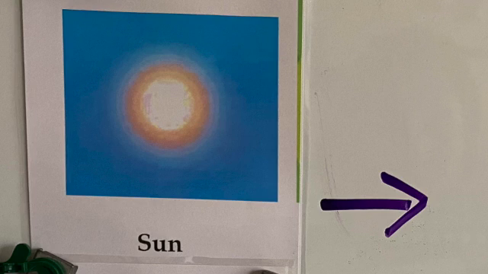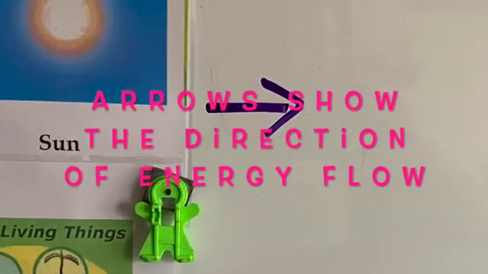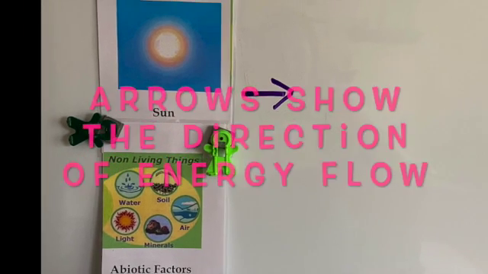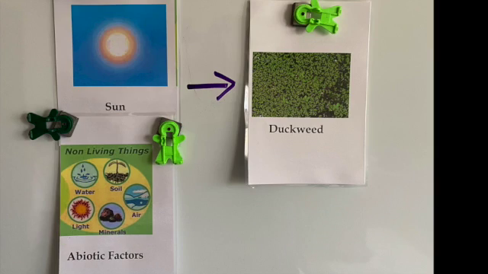I think the direction of the arrow matters. It does. Maybe you should say something about that then. Okay. Arrows show the direction of energy flow. Okay, those words don't flow as well, but I think you definitely need to show that the arrow is showing where the energy is going from and where it's going to. So in this example, I can see it's going to the duckweed, our producer. Energy is going from the sun to the duckweed.